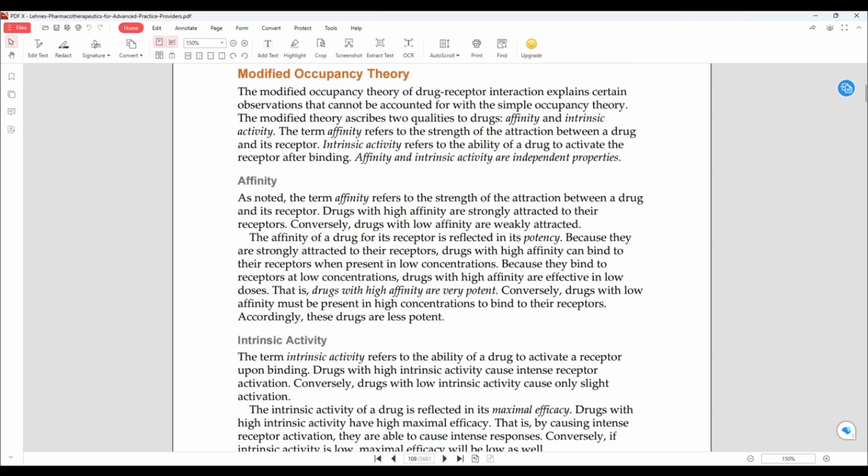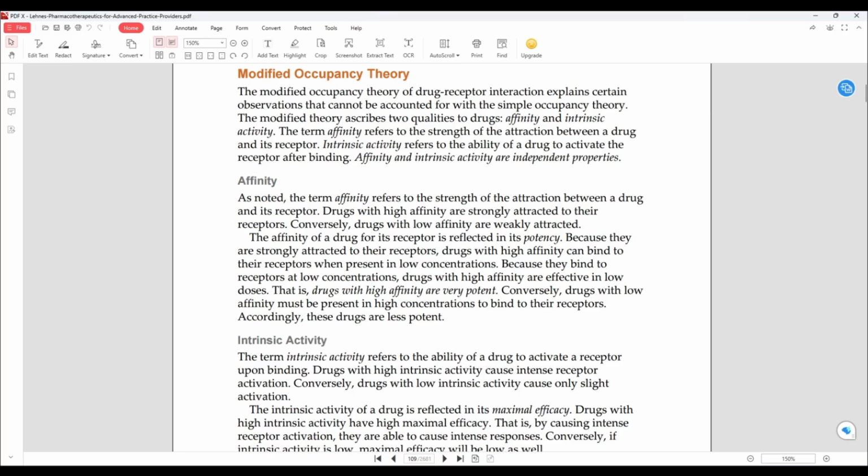A modified occupancy theory of drug-receptor interaction explains certain observations that cannot be accounted for with the simple occupancy theory. The modified theory ascribes two qualities to drugs: affinity and intrinsic activity. The term affinity refers to the strength of the attraction between the drug and its receptor.